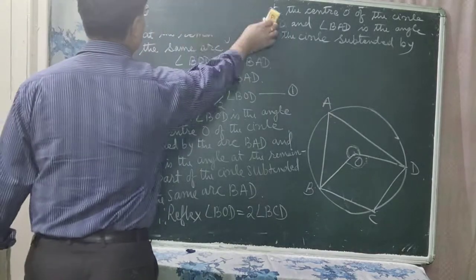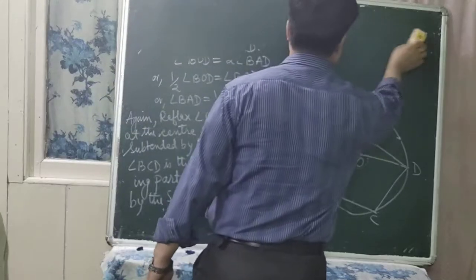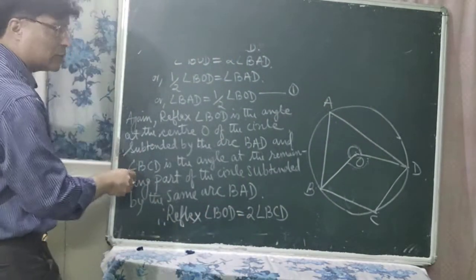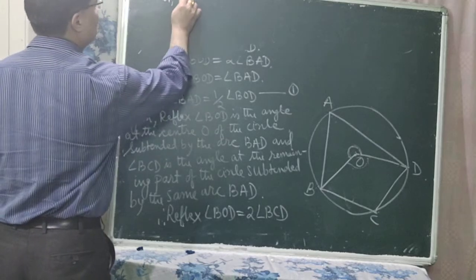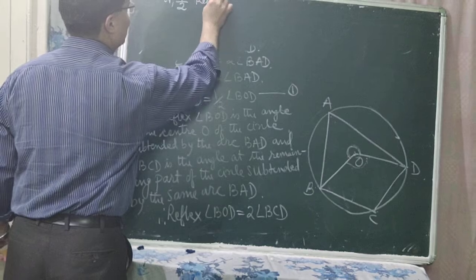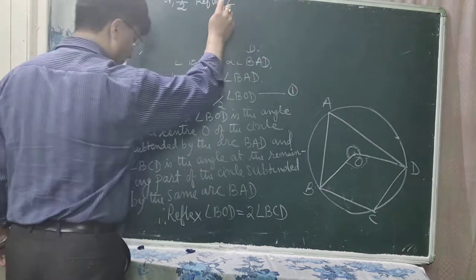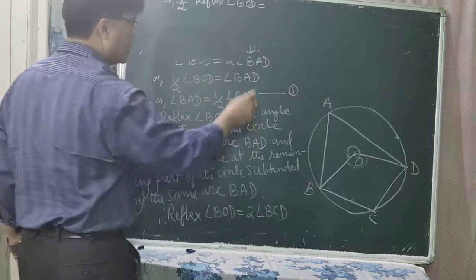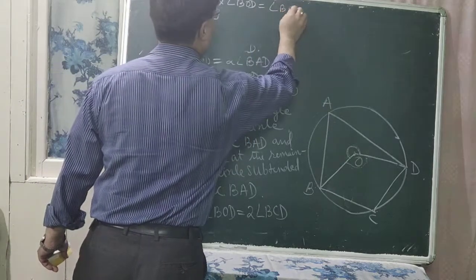Okay. Next, let us simplify it. Now let us take these two to the left hand side. It goes to the denominator on the left hand side. So it is half reflex angle BOD is equal to, on the right hand side you write angle BCD.